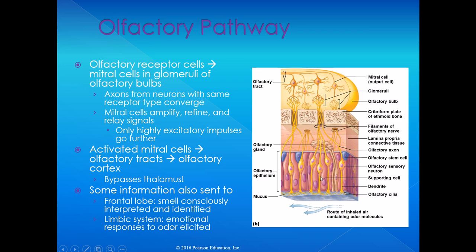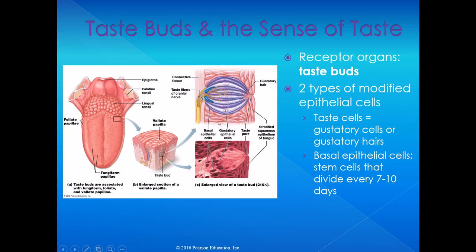Both our olfactory cells and our gustatory cells have some stem cells that divide all the time and can be replaced quite easily, because these gustatory cells, and actually the olfactory cells as well, can get damaged fairly easily. And so we want to be able to replace them if they do get damaged. So they actually regenerate much easier than most other neural cells.